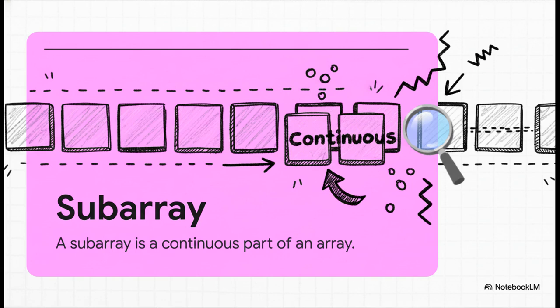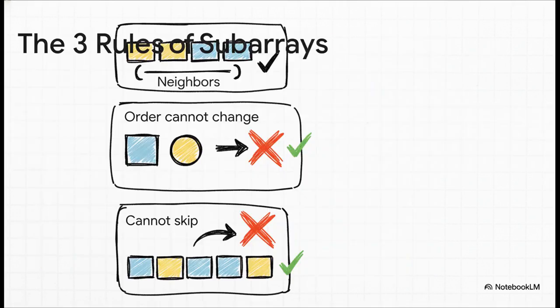At its core, it's actually super simple. A subarray is just a continuous, unbroken piece of an array. And that one word, continuous, that's everything. So what does continuous really mean? Well, it boils down to three simple rules. The elements have to be neighbors, sitting right next to each other in the original array. You can't change their order, and you absolutely cannot skip any elements. It's got to be a solid, connected chunk.